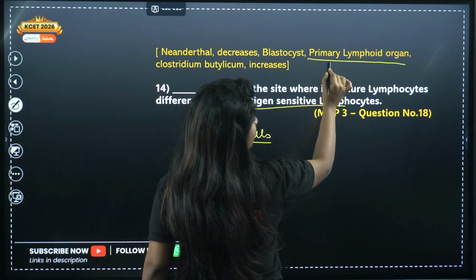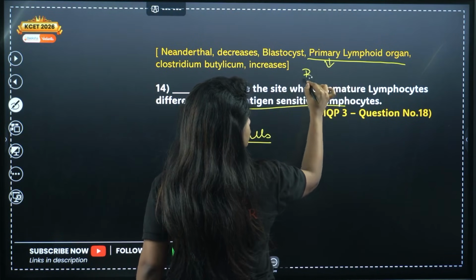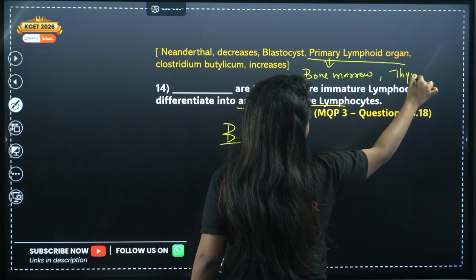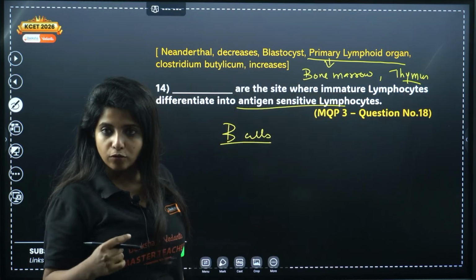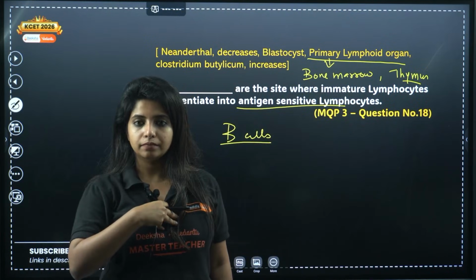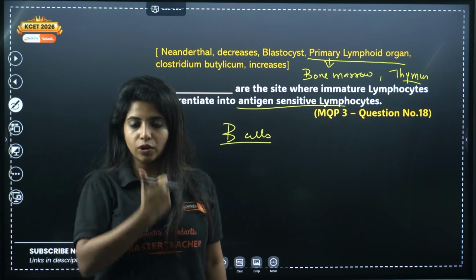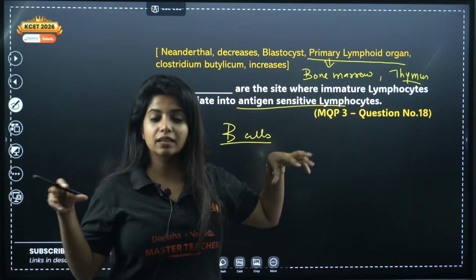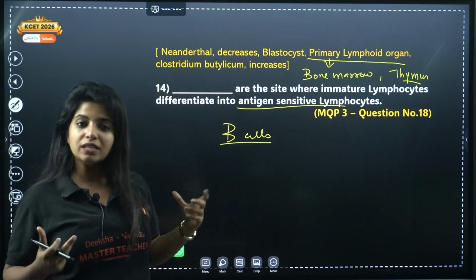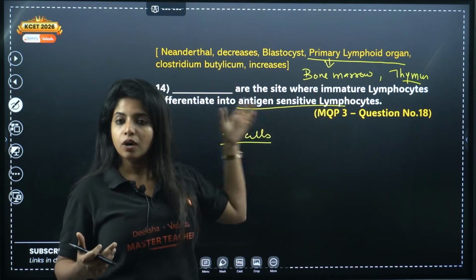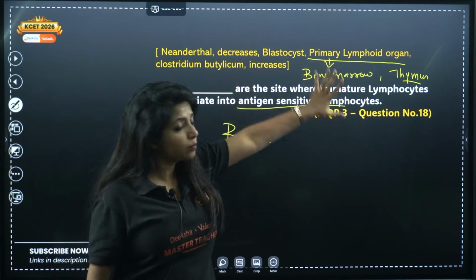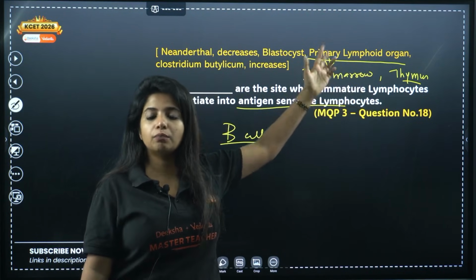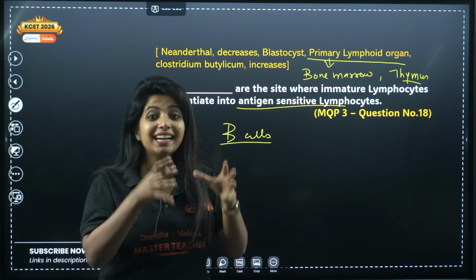And what is the example for primary lymphoid organs? You have 2 of them which you need to remember: bone marrow and thymus. Bone marrow is there within each of our bones, and thymus is located here beneath the sternum, the rib bone. Bone marrow is the place where all of our body's blood cells are formed, and one such cell is B lymphocyte, another is T lymphocyte. Both of them are born there. B lymphocytes mature in the bone marrow itself, but T lymphocytes go to the thymus for maturing, which is why both of them are primary lymphoid organs where they become antigen sensitive.